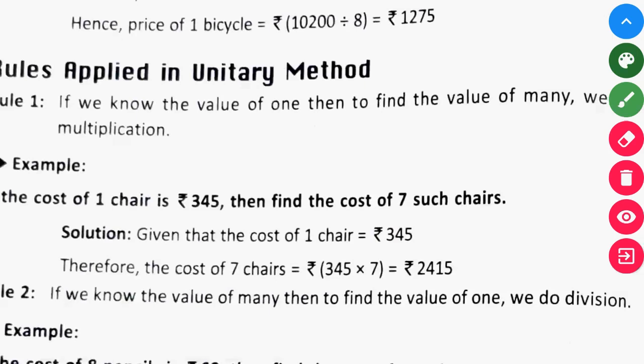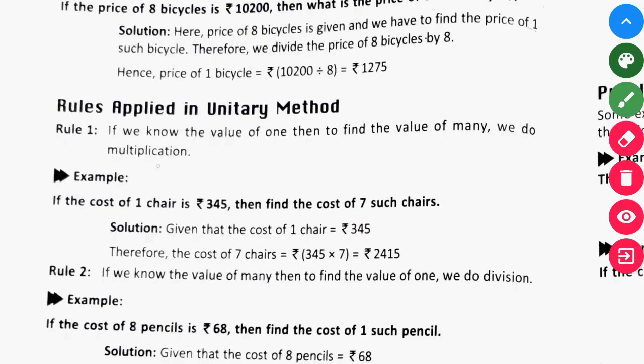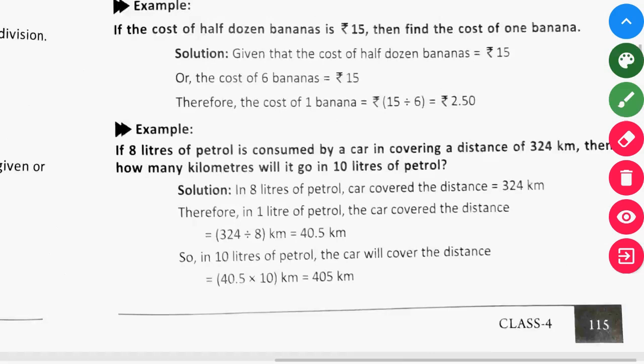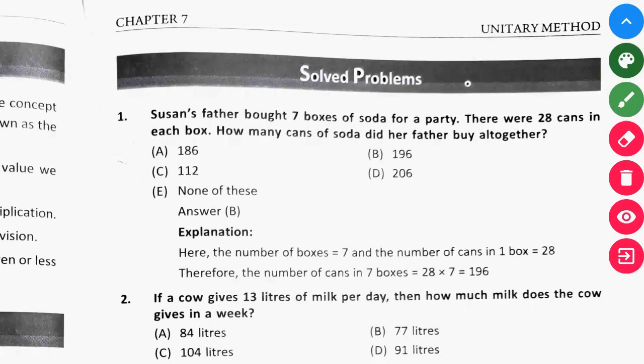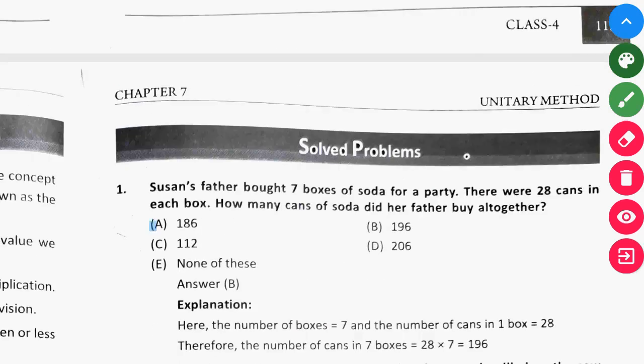So this is the theme of this chapter: if we know the value of one, then we can find the value of many. All these examples are already given, but we are moving ahead towards the solved problems. We have to solve the problems.